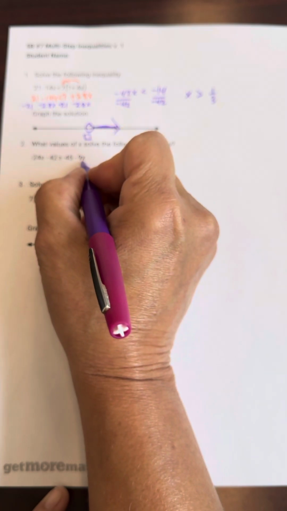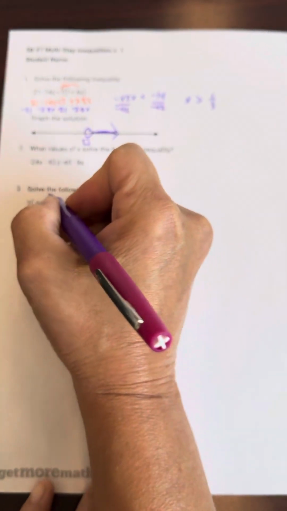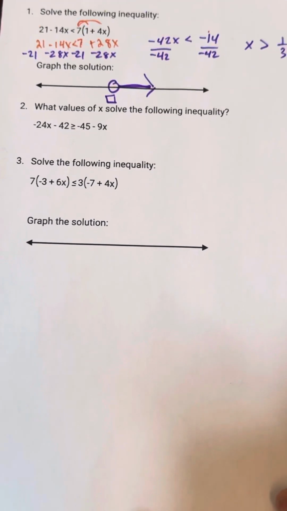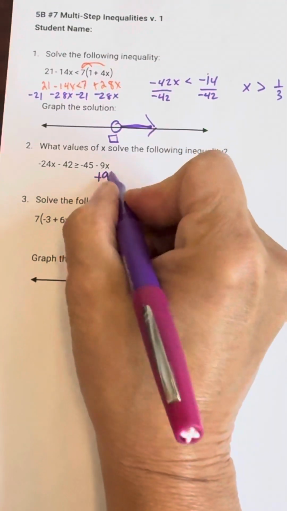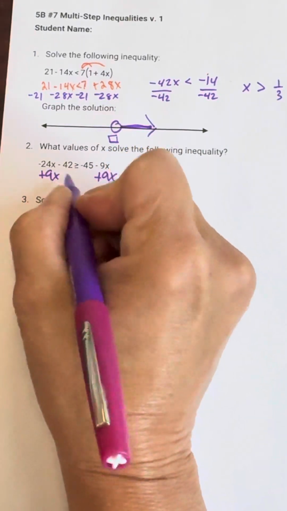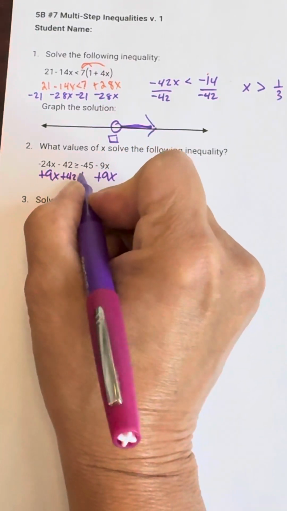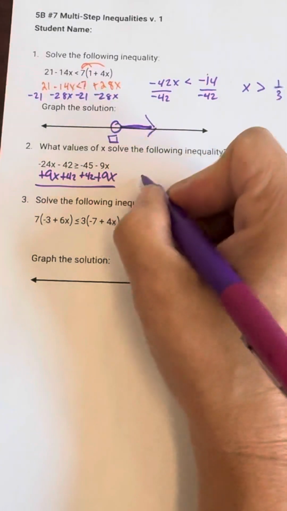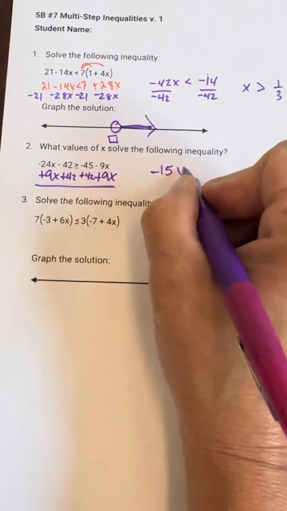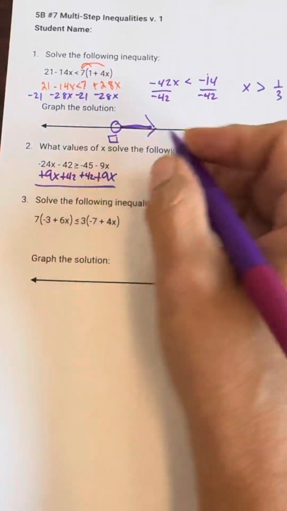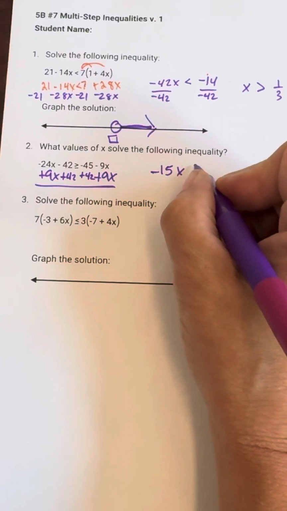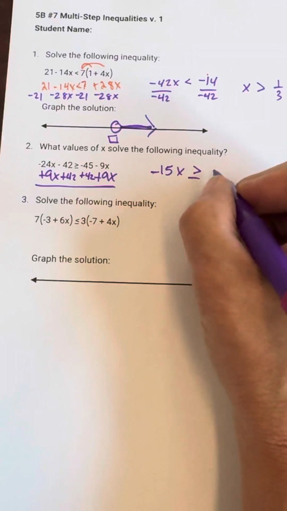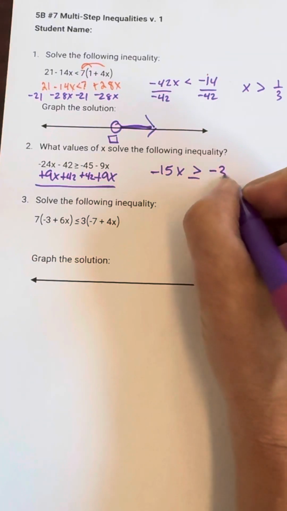24x, negative 24x and negative 9x. Again, we are going to add the 9x to the other side, to the left, and add the 42, get rid of it. So negative 24 plus 9 gives you negative 15x. Negative 42 plus 42 is gone. The greater than or equal to sign comes down, and negative 45 plus 42 is negative 3.